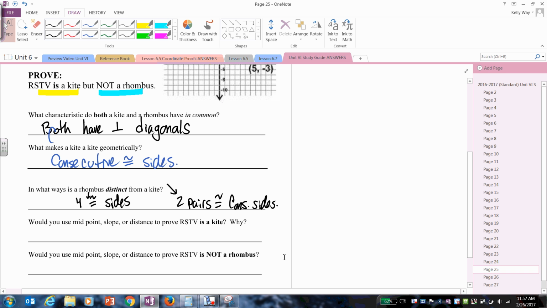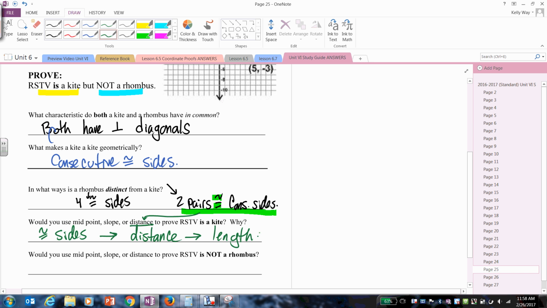So ask yourself this. If I want to prove that it's a kite, by definition it has 2 pairs of consecutive congruent sides. The concept of congruency is the concept of distance. So if I want to show congruent sides, I would be using distance, because distance shows length.